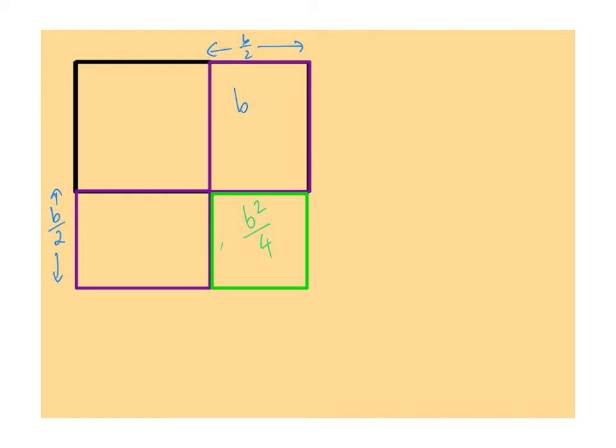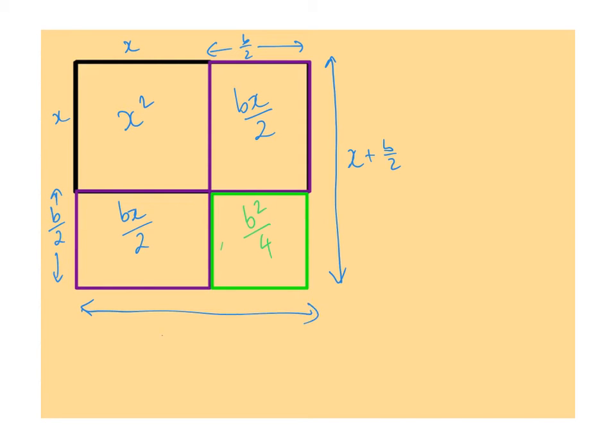This was bx over 2, apologies, not b squared. This is bx over 2, and this is x squared, this is x, and don't forget we also know that this is x add b over 2, and this is x add b over 2. So what we wanted was the black and purple areas.